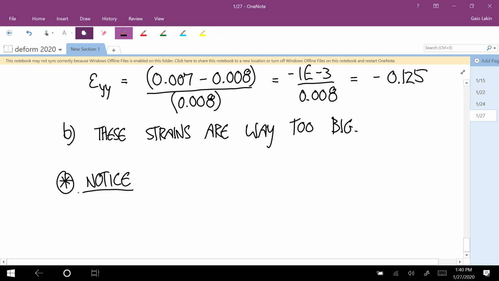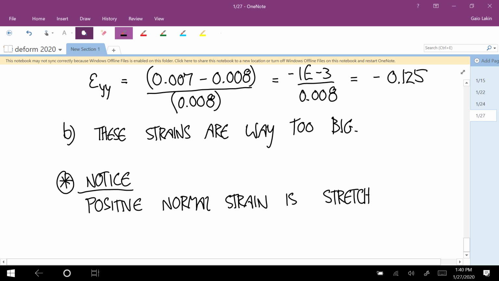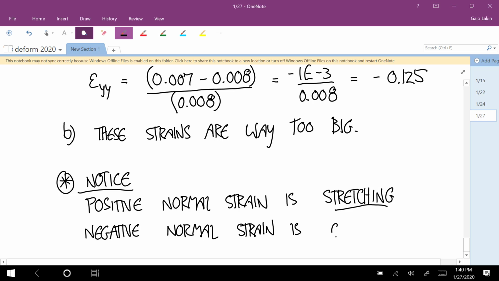So notice, positive normal strain is stretching. Negative normal strain is, let's call it contracting. Any questions about that?